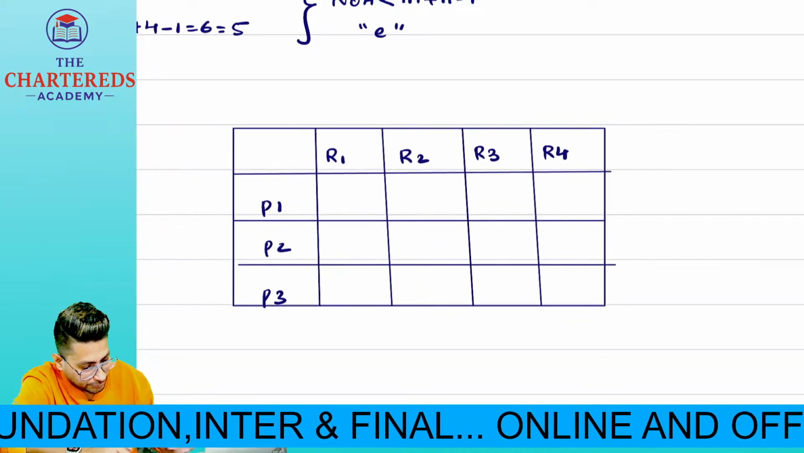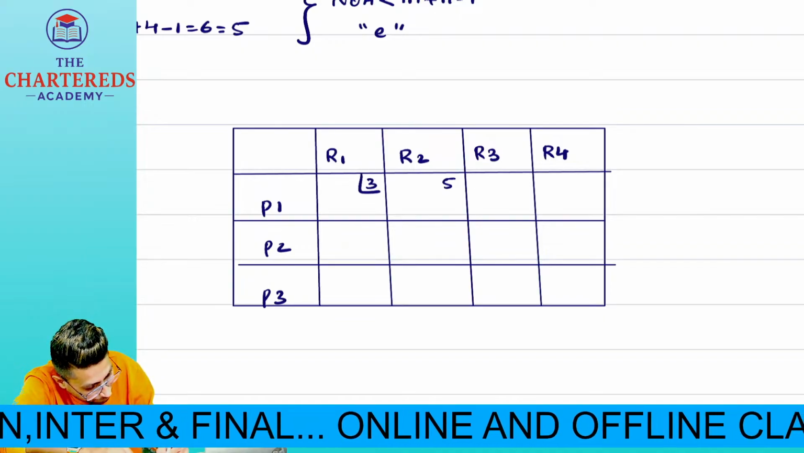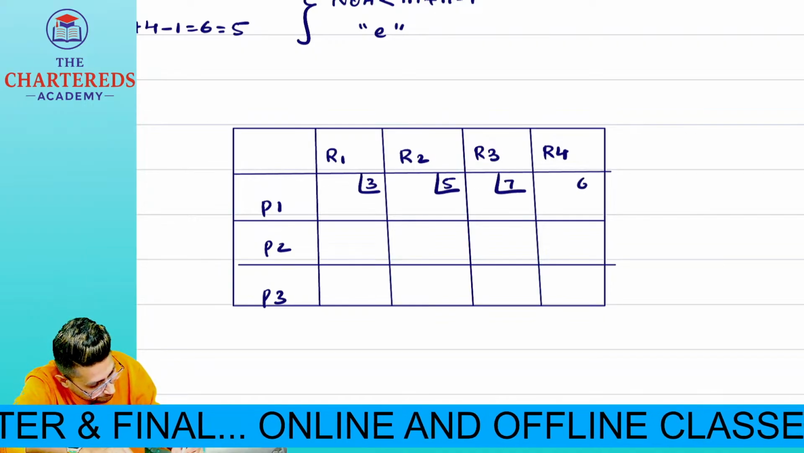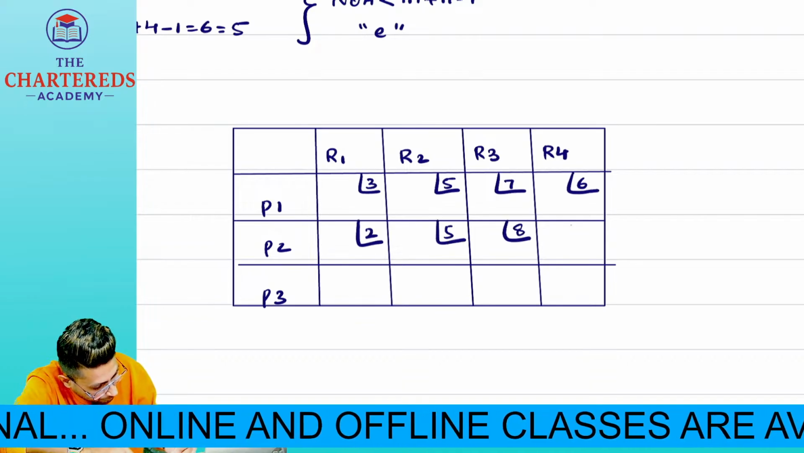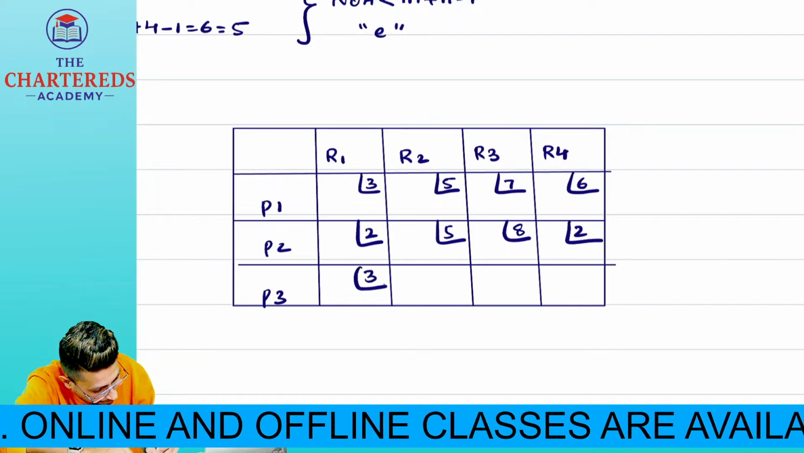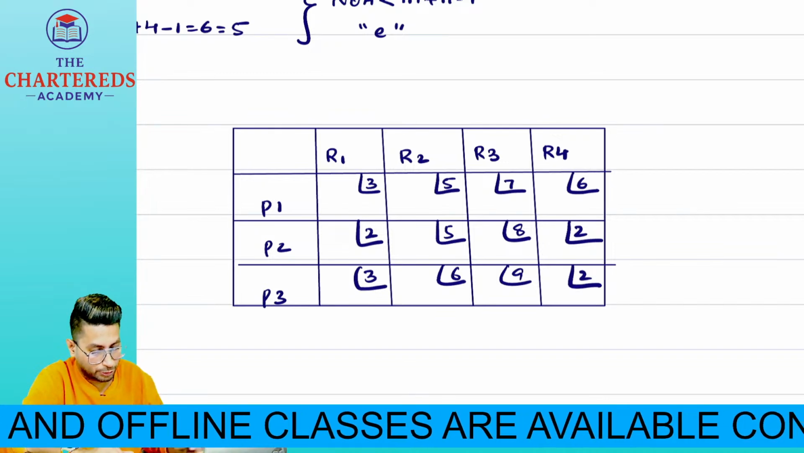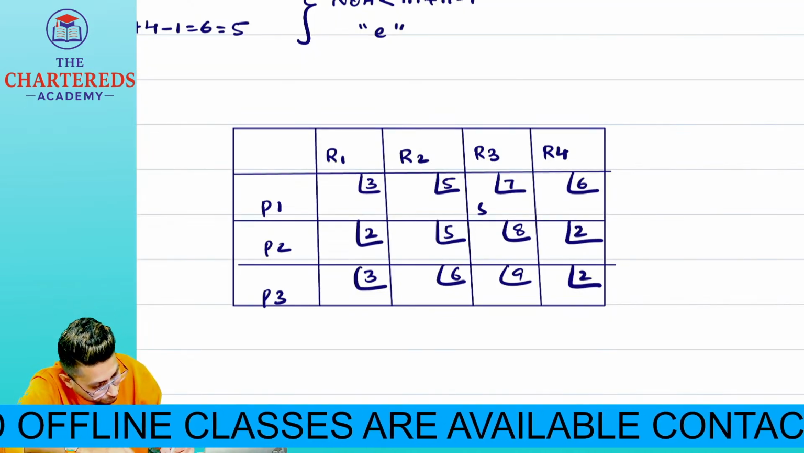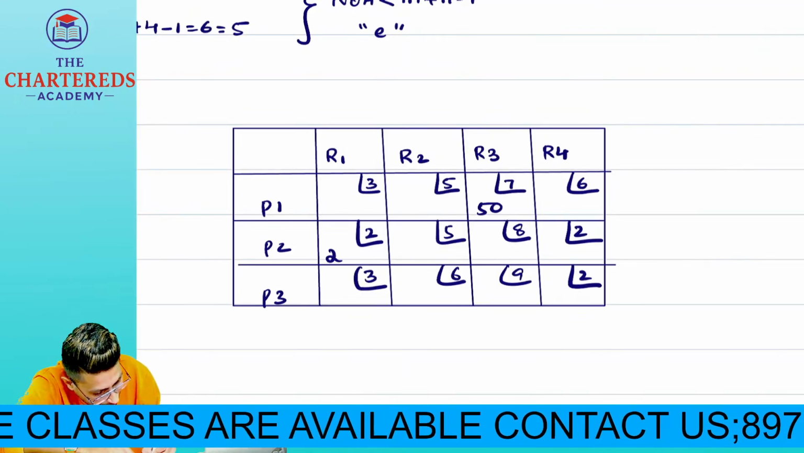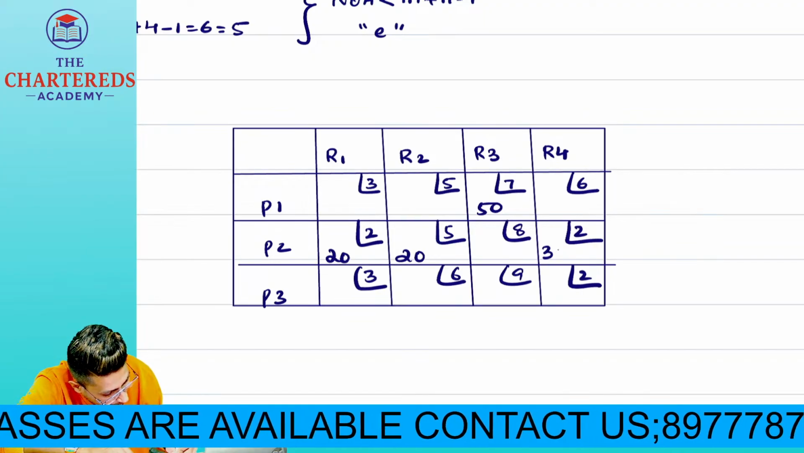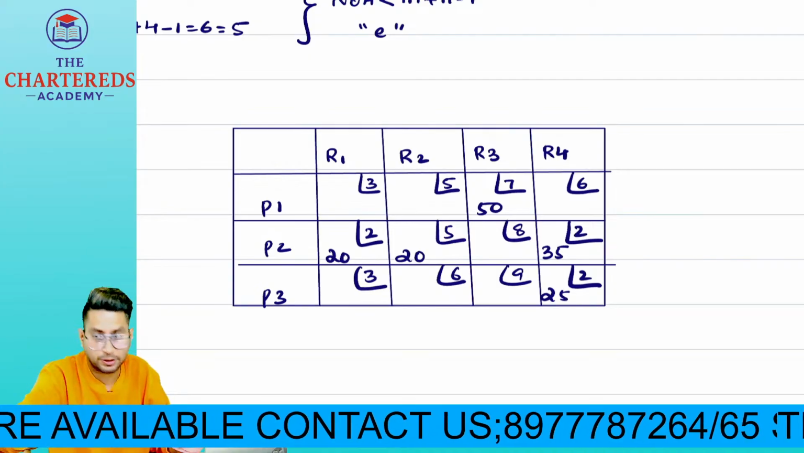Now, here allocation cost you tell me 3, 5, 7, 6. Next to 2, 5, 8, 2. Next to 3, 6, 9, 2. Now the new allocations, here it is 50, then we have 20, 35, 20, then 25. 5 allocations we got, right?